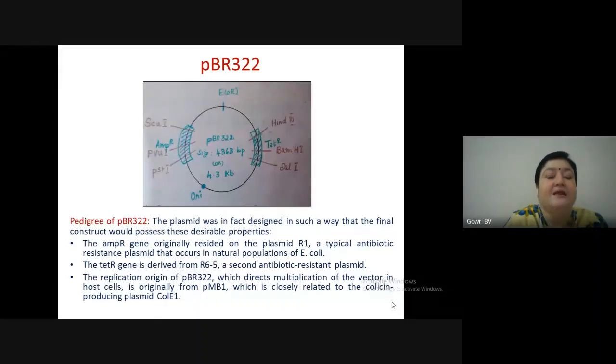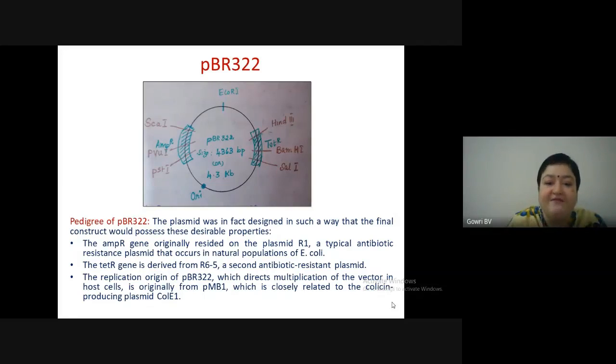I repeat the sentence. The ampicillin resistance gene originally resided on the plasmid R1, a typical antibiotic resistance plasmid that occurs in natural populations of Escherichia coli. Second, the tetracycline resistance gene is derived from the plasmid R65, a second antibiotic resistance plasmid of Escherichia coli. And of course, the origin of replication of pBR322, which directs its multiplication in the host, is from pMB1, a collagen-producing plasmid, called ColE1, of Escherichia coli.